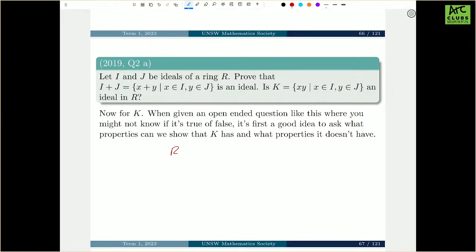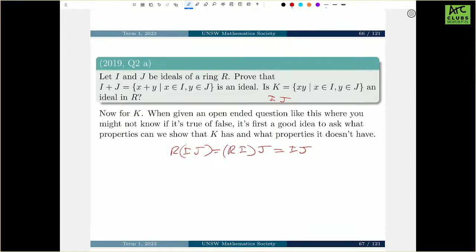So I'm going to denote K, by the way, as I product J. So R(IJ) should just equal (RI)J, which equals IJ. And similarly for right multiplication. So we have that K satisfies the multiplication property. But does it satisfy closure under addition?